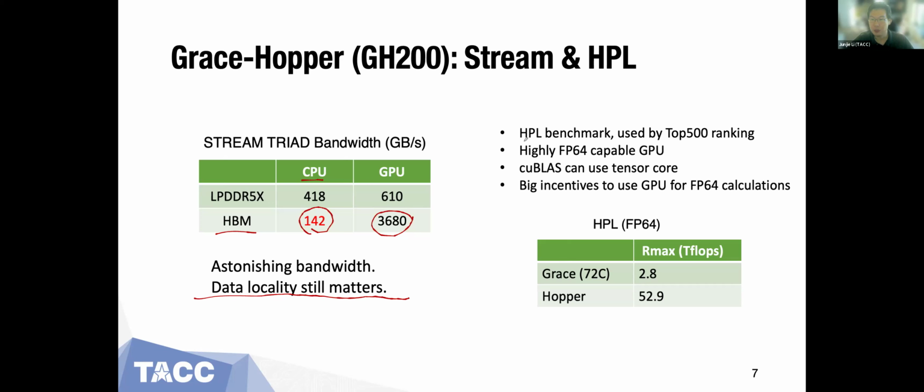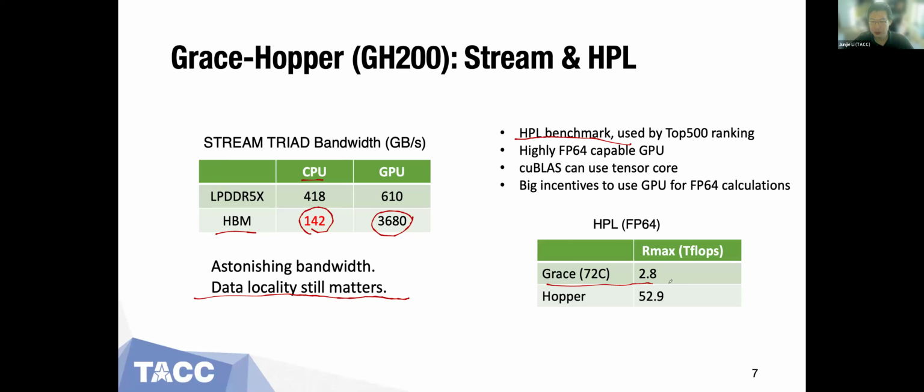On the right, we have the HPL benchmark number. HPL is a popular benchmark that gauges the double precision floating point capability of a processor. When we use cuBLAS, they can use the GPU tensor core. And the numbers here are just giving a big incentive to port your code to GPU if your code runs a lot of double precision calculations.